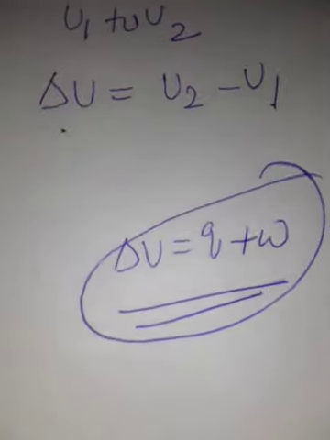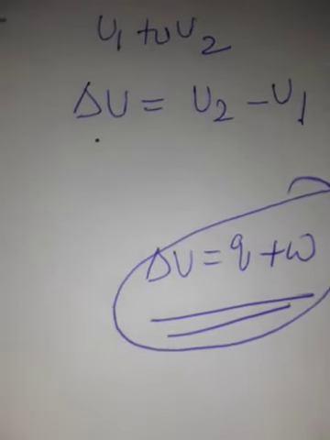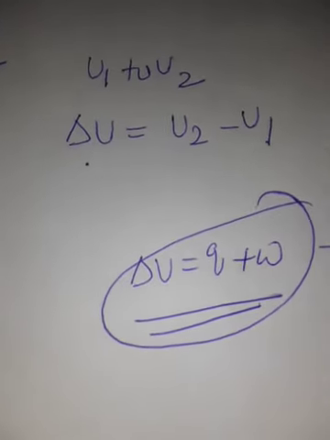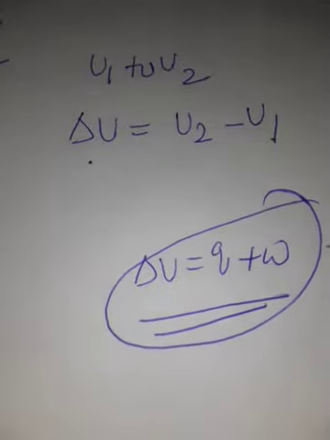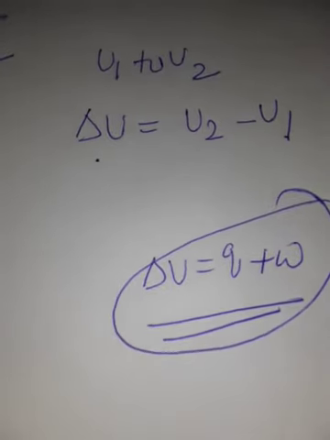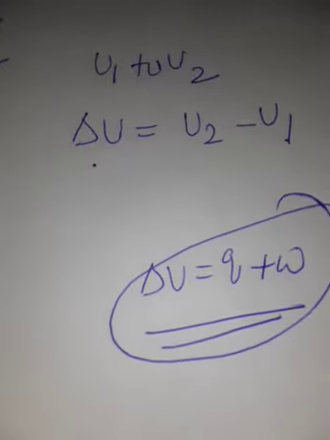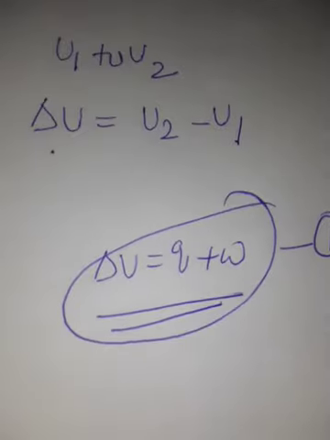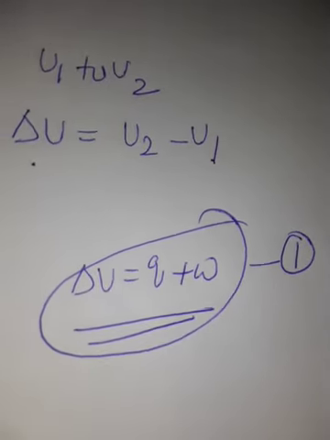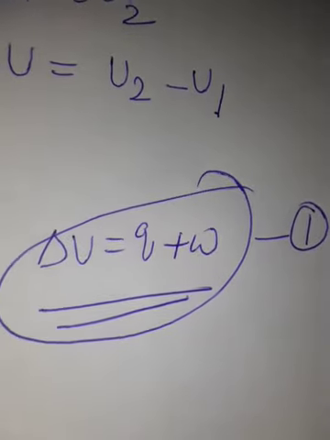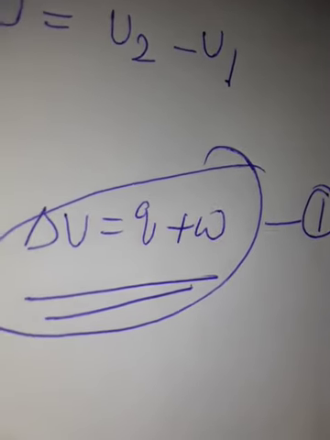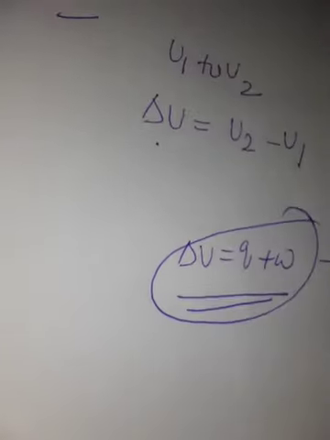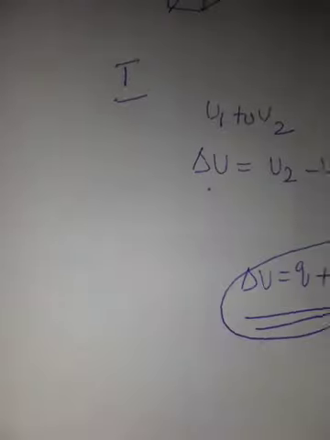There are also other statements of the first law of thermodynamics; five definitions are given in the book. For example, one definition: heat and work are the two ways of changing a system's internal energy. Another: energy can neither be created nor destroyed. Among the five definitions, you can learn any one or two, whichever is easiest, given in the book on page number 197.